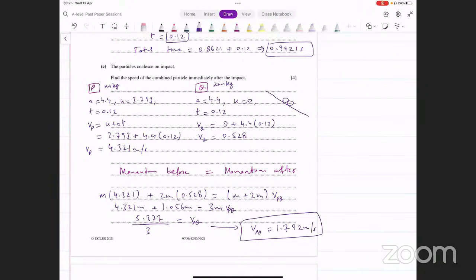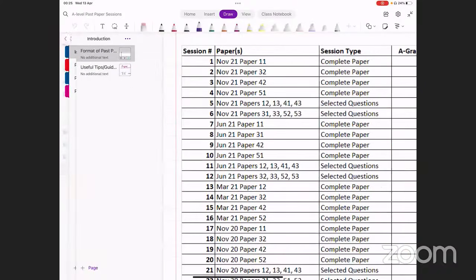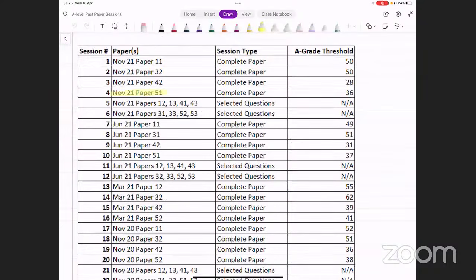Otherwise, we stop here. For tomorrow, the plan is we are going to be doing this paper, November 21, paper 5.1, inshallah. We will do this tomorrow.